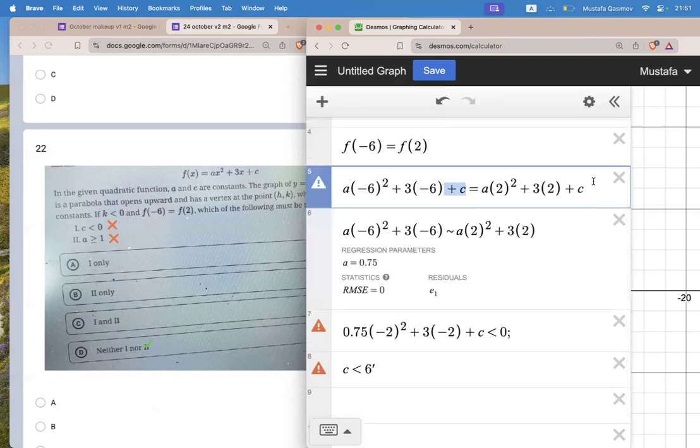We'll eliminate c. Yeah, after that we find c.